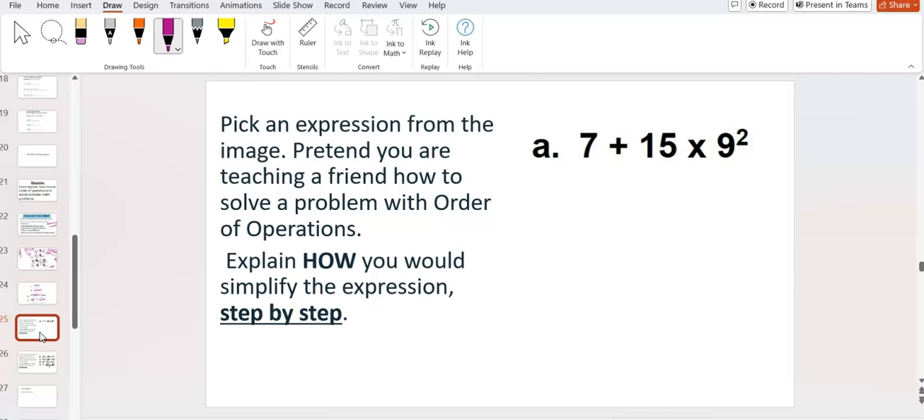Now, if we were in class, you would do this with a partner, and you guys would explain to each other and talk about it. But if you're doing this at home or reviewing, just do it with yourself, or if you have a sibling who's helping you or an adult, you can do it with them.